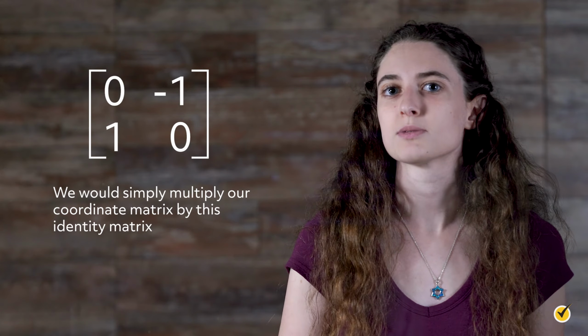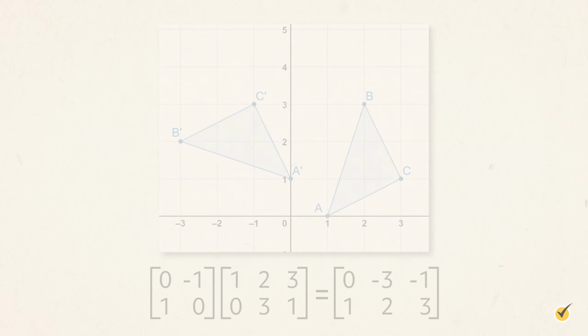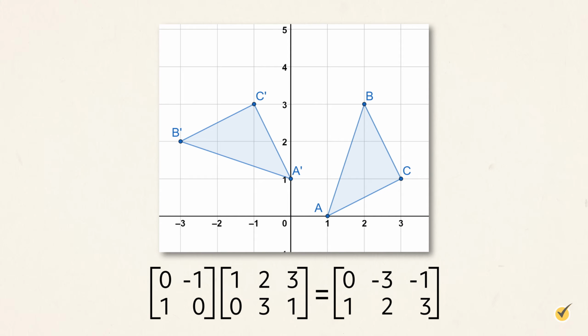Lastly, let's look at rotation. We can rotate our triangle by any angle measure in the counterclockwise direction. First, let's look at some common rotations. Then we'll see how to rotate any angle amount. Suppose we want to rotate our triangle by 90 degrees. We would simply multiply our coordinate matrix by this matrix, which gives us this matrix. This is how the triangle is now positioned.